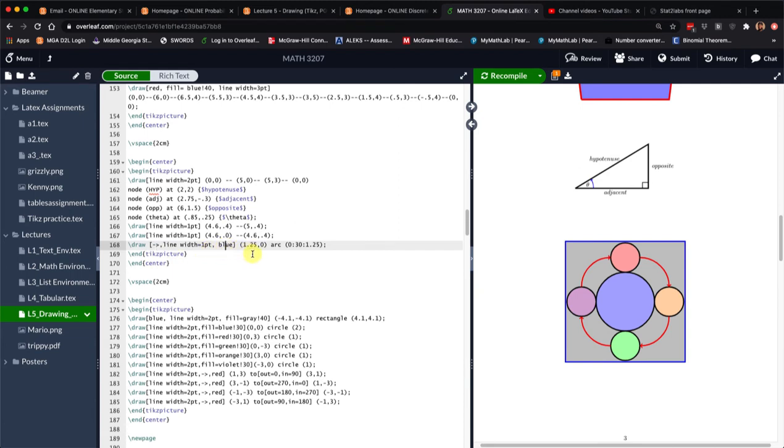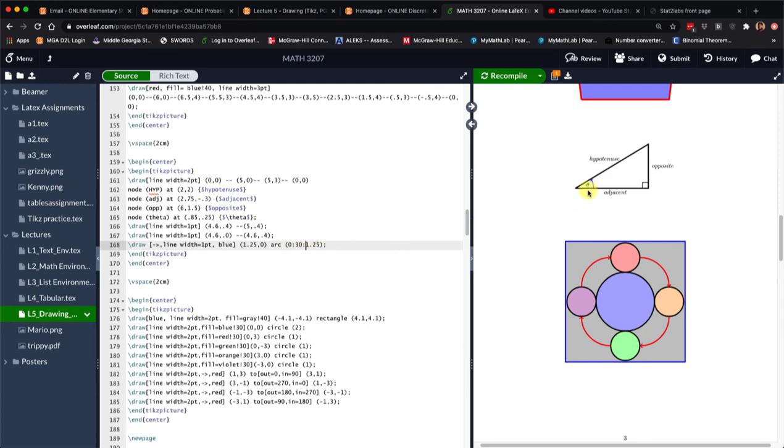I had it start at 1.25, 0. The coordinates is where it starts here at the bottom of the triangle. And then I had the word arc. And in the arc, what I do is tell it how far I want it to arc. So I did an arc from 0 to 30 degrees. So 0, colon, 30 degrees, colon.